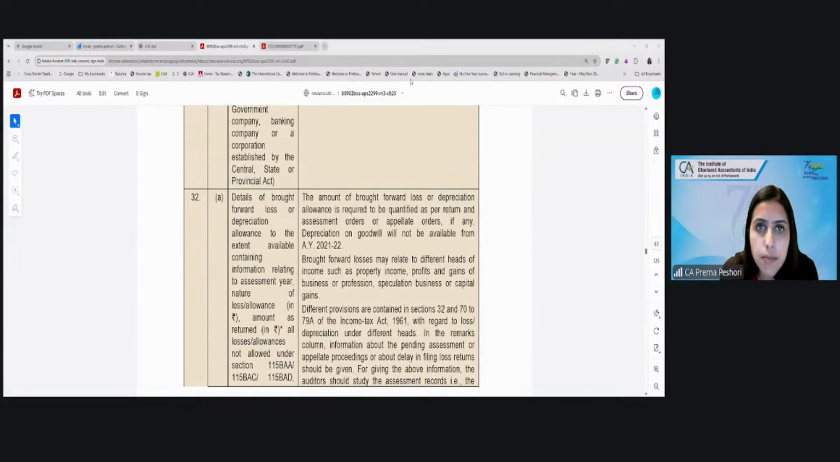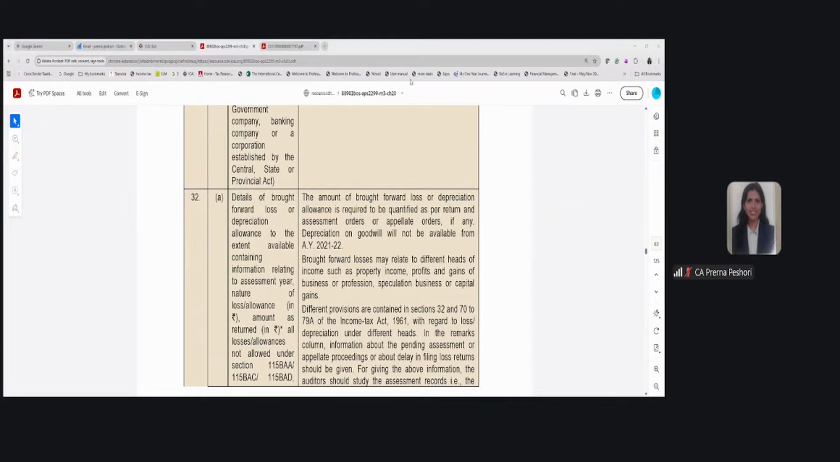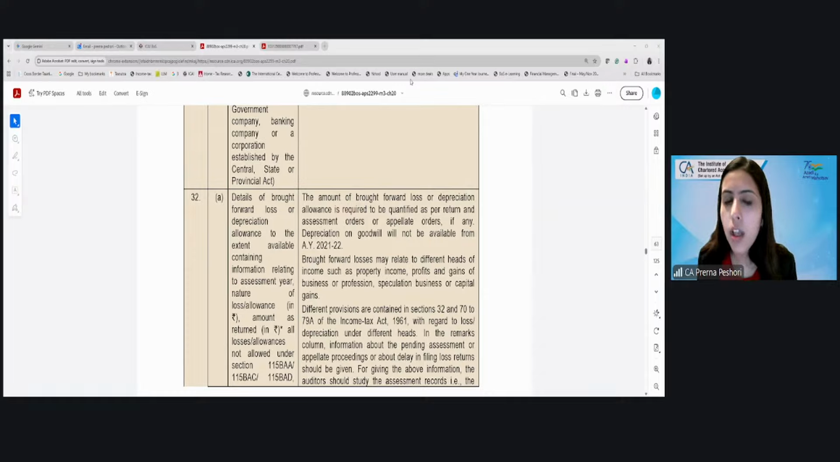Concessional taxation is fine, but what are these losses? So, brought forward losses, depreciation, which are there, right? Here, you have to report that. But what is about the 115BA, BAC, BAD about those sections?